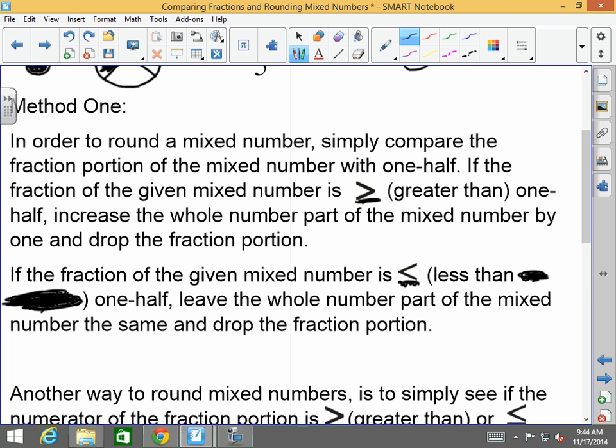In order to round a mixed number, simply compare the fraction portion of a mixed number with 1/2. If the fraction of the given mixed number is greater than or equal to 1/2, increase the whole number part of the mixed number by 1 and drop the fraction portion. If the fraction is less than 1/2, leave the whole number part of the mixed number the same and still drop the fraction portion.